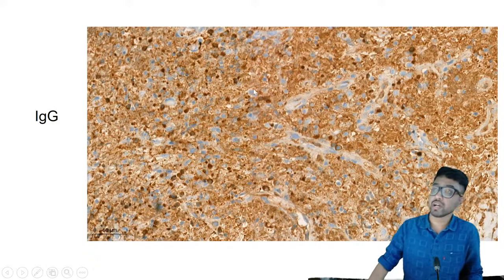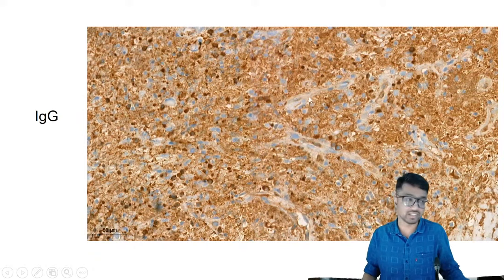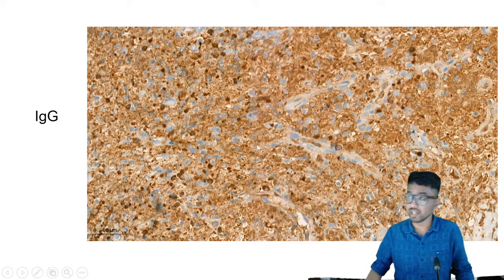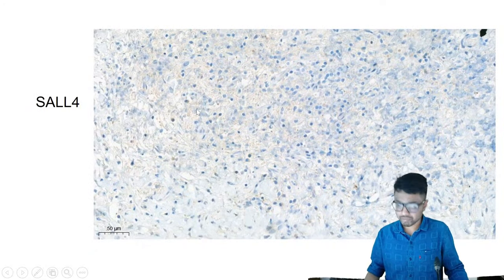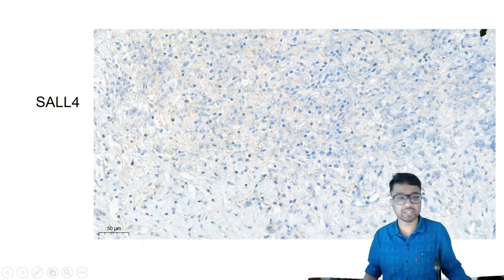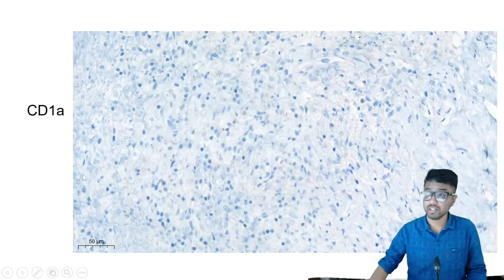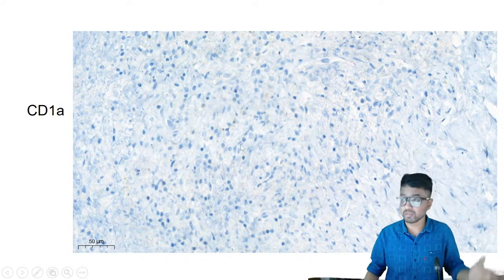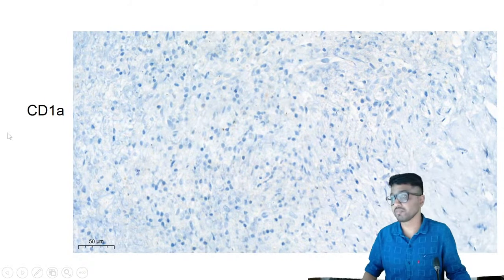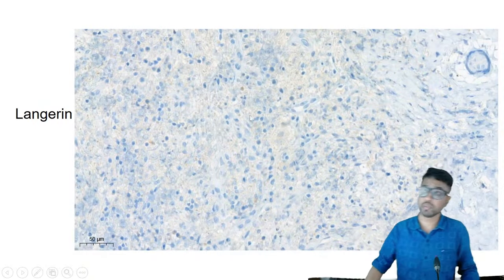Because of the higher number of plasma cells, we did stains for IgG and IgG4. There was no evidence of storiform fibrosis to call it IgG4 disease. IgG was positive, but IgG4 was totally negative. To rule out a germ cell tumor, because it may sometimes be masked by a lot of inflammation, we did a germ cell marker, SALL4, that was negative. We wanted to rule out Langerhans cell histiocytosis also, although morphologically it was not evident. So we did Langerhans cell markers like CD1a and Langerin, both negative.